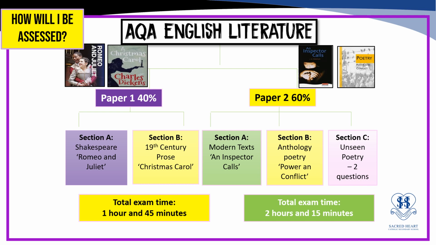For paper 2, which is worth 60% of the marks, you will study 3 separate texts. There's the modern text, the play, An Inspector Calls. There's then an anthology of 15 poems about the theme of power and conflict. And the third unit is the unseen poetry.